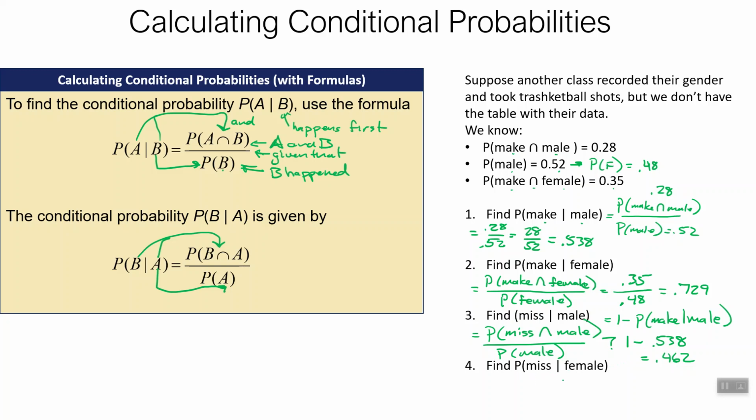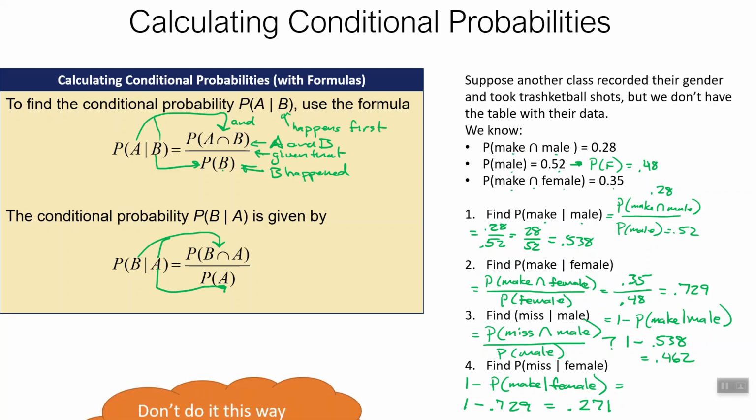All right, how about here? Probability of missing, given that a female took the shot. Well, that would be 1 minus the probability of making, given that a female took the shot, because these two things are complements. We know the probability of making is 0.729, so it's going to be 1 minus 0.729, which equals 0.271, 27% miss. Got a little tricky there, didn't it?